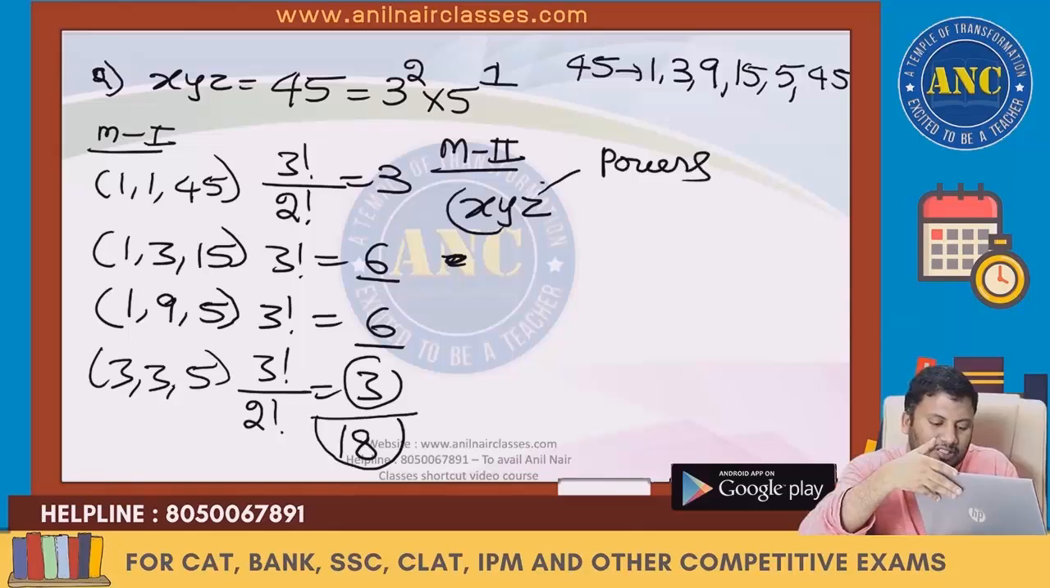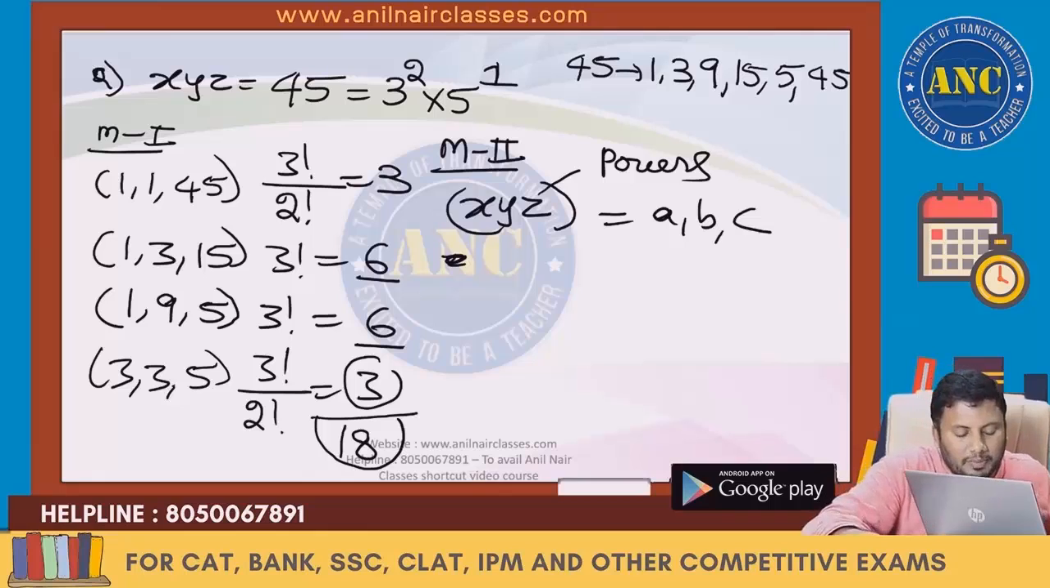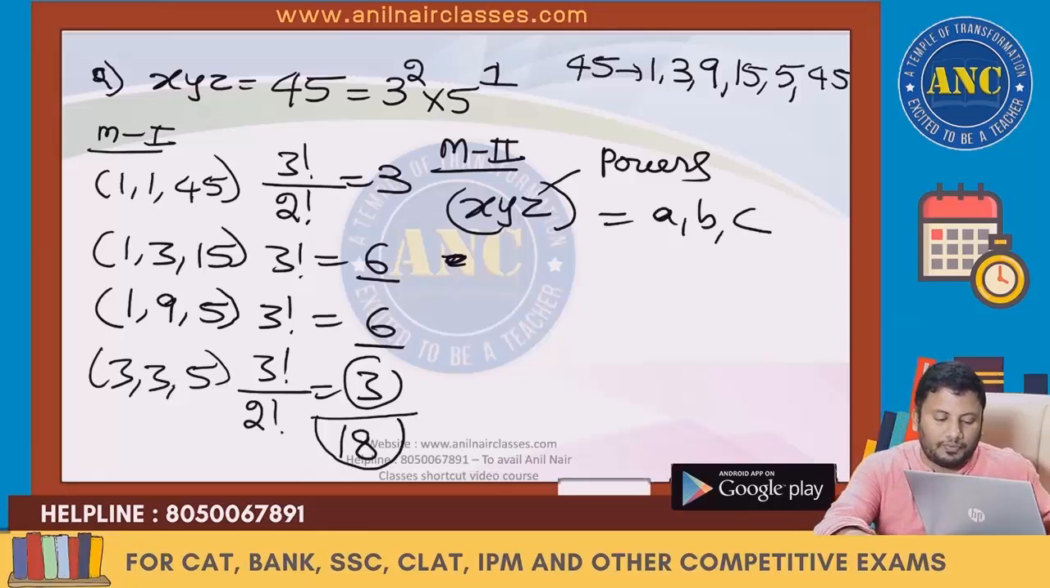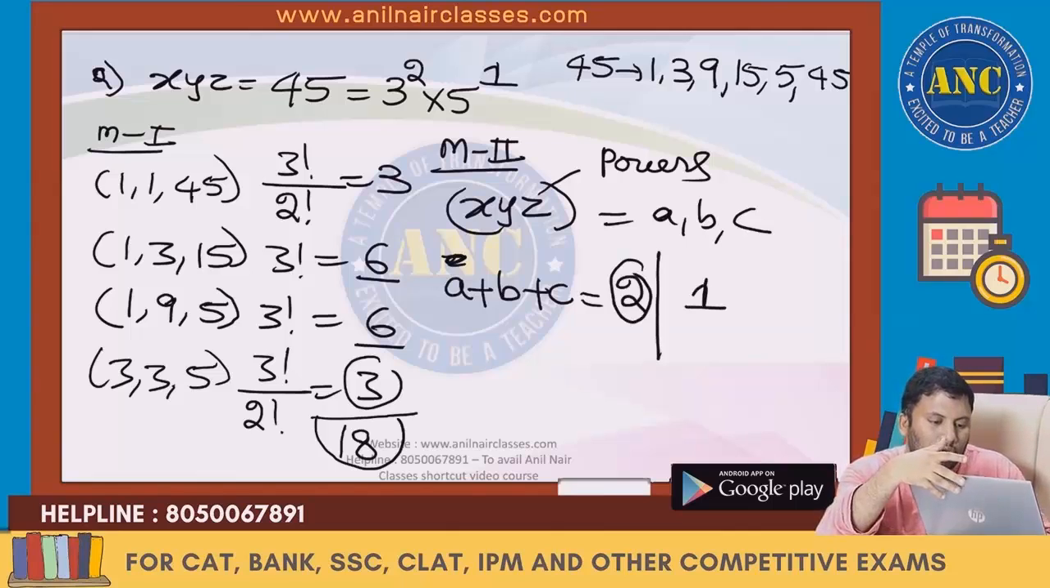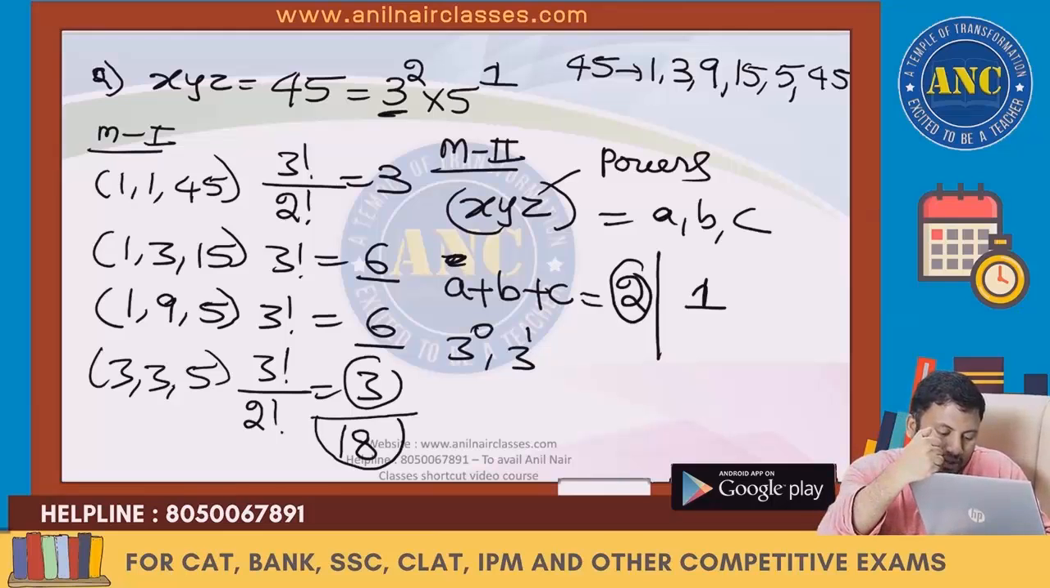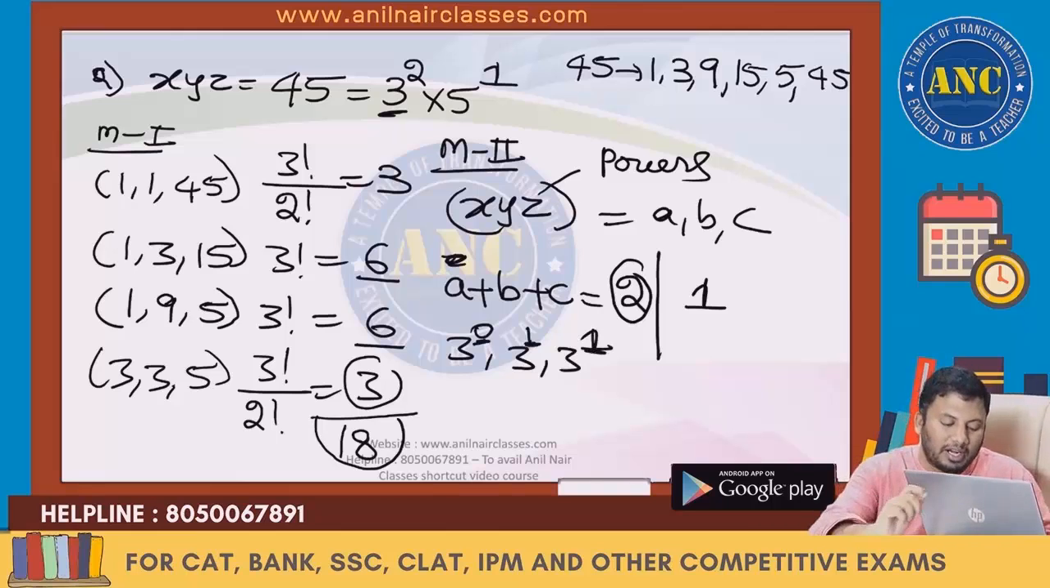Powers of X, Y, Z. Let me call them A, B, C. What I am saying is the sum of the powers for X, Y, Z should be 2. What is this 2? 2 is nothing but the power in 3 square. If I take 3 power 0, 3 power 1, 3 power 1, this is A, B, C. Am I right? The sum of the powers is 2.